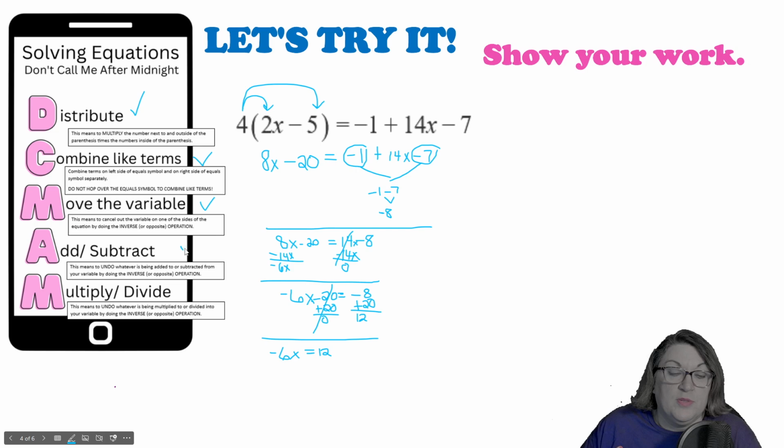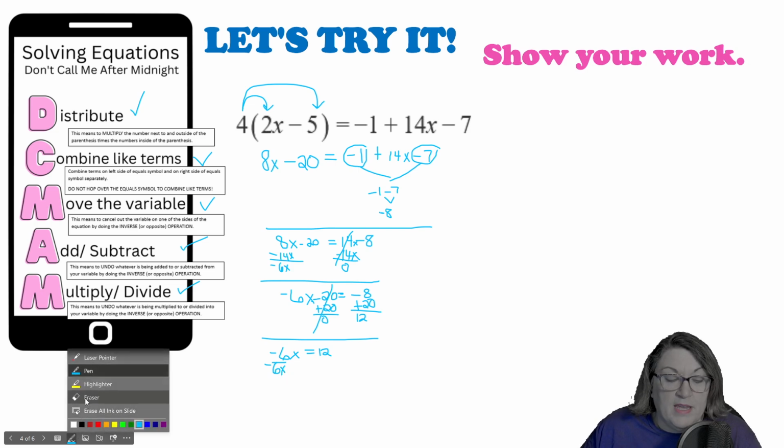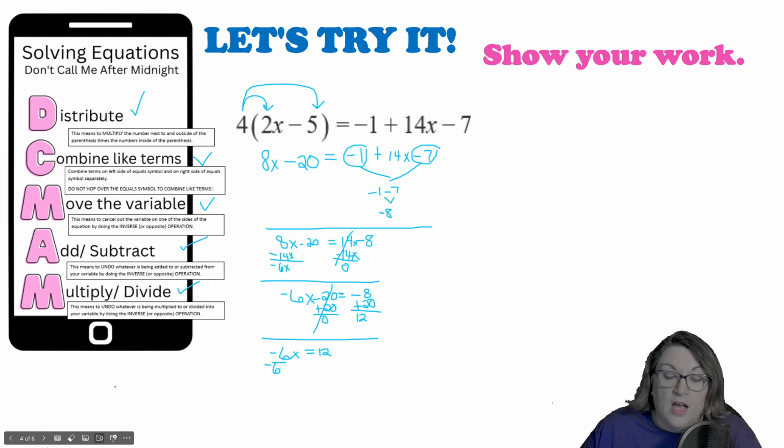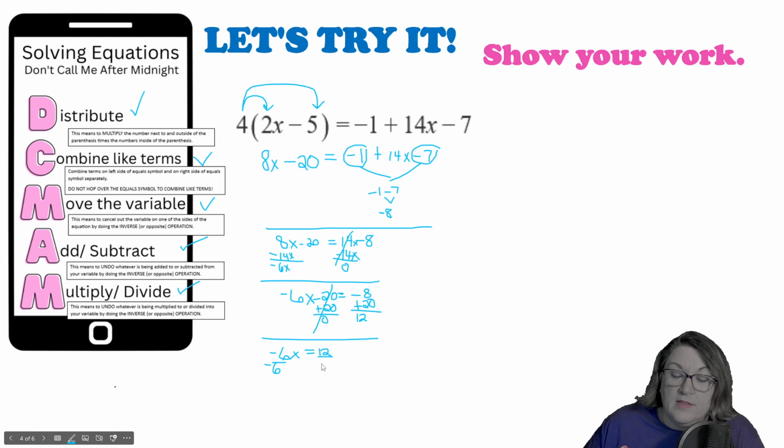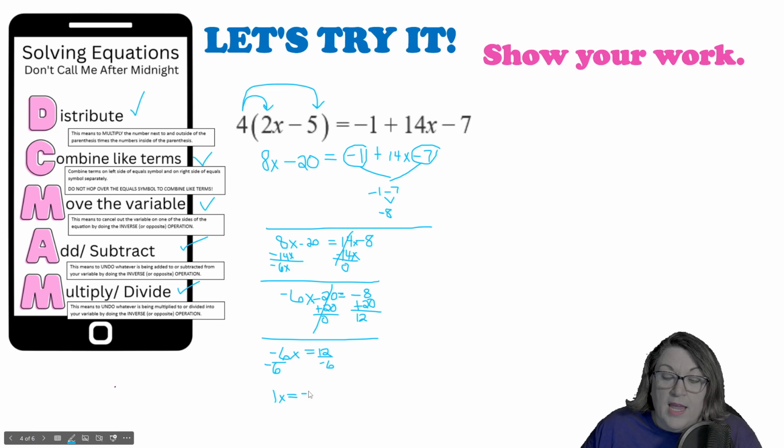And the last step, because we just did that one, is whatever's being multiplied or divided with your variable, do the opposite. And so we are doing the inverse of multiply. I am just making mistake after mistake today. So we're going to divide by negative 6 on both sides. And that's going to cancel out and give us just an x, because negative 6 divided by negative 6 is a 1. And remember, we don't write the 1, but it is there in front of that x. And 12 divided by negative 6 is negative 2.